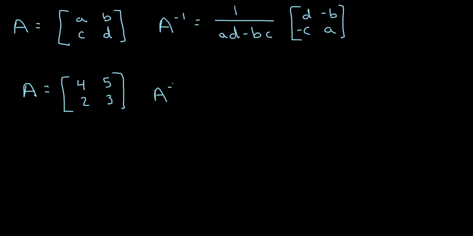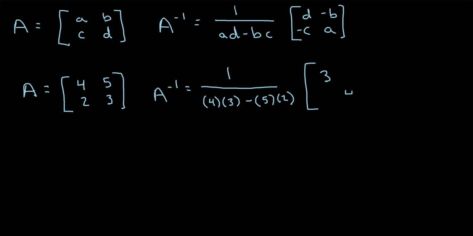Well, we can write the inverse of A is equal to 1 over a times d. In this case, a is 4 and d is 3. So we say 4 times 3, minus b times c. So b is 5 and c is 2, so we have 5 times 2. And we multiply that by, notice we switch the d and the a, so we'll switch the 4 and the 3. And then we simply add a negative sign in front of the b and the c, so the 5 and the 2. So negative 5, negative 2.